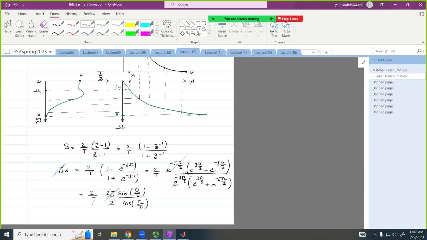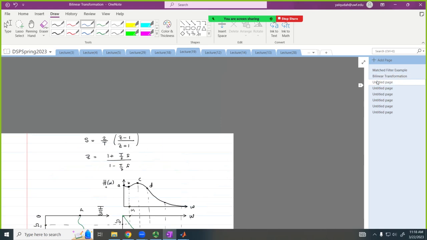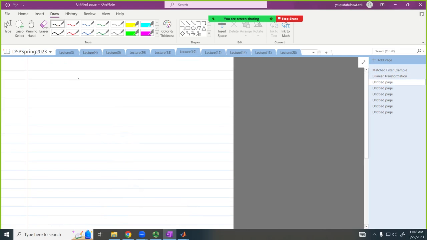So I can write this as W is equal to 2 over T. And what is a sine over a cosine? Tangent. Tangent of omega over 2. So that formula that started with S equal to 2 over T, (Z minus 1) over (Z plus 1), is the same as this transformation. They're equivalent. It's going to map omega or W using W equal to 2 over T tangent of omega over 2.